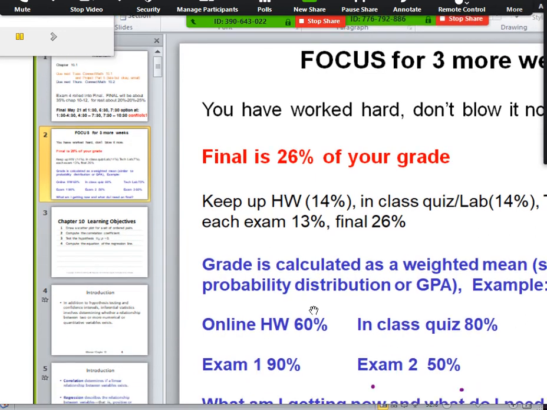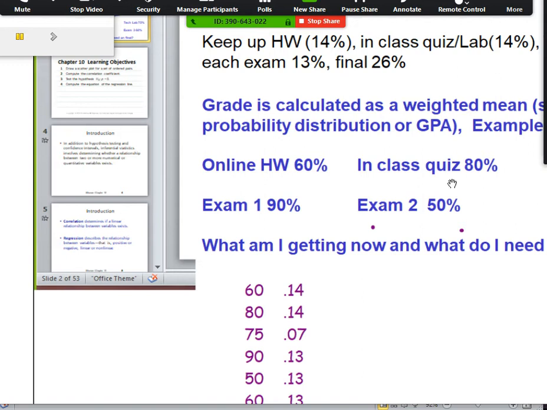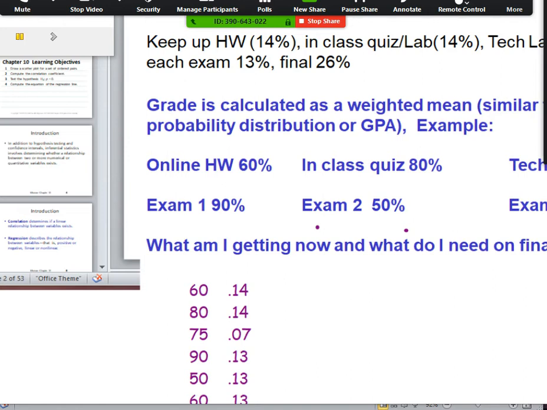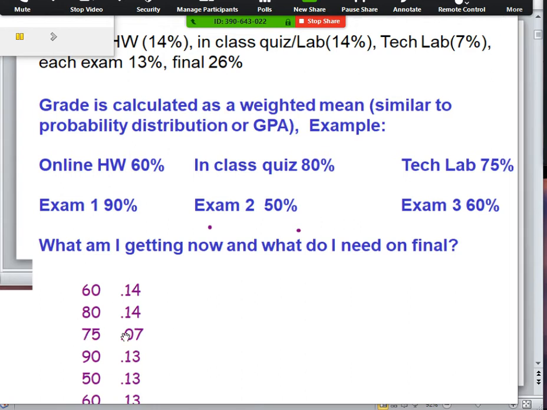Okay, so if we do that, and then you have a score of 70 for your tech labs, right? So then that would be worth 7%, so 75, and its weight would be 7%, 7 cents, 0.07. Remember, it's not 0.7. People made that mistake. Some people made that mistake on the exam.